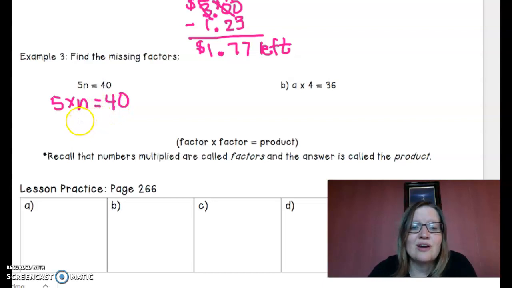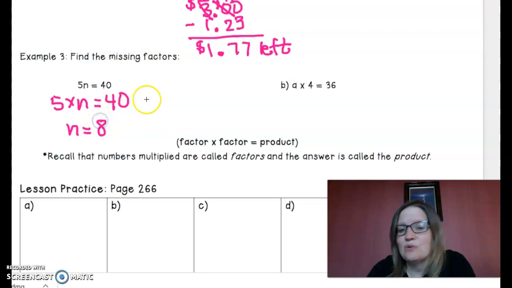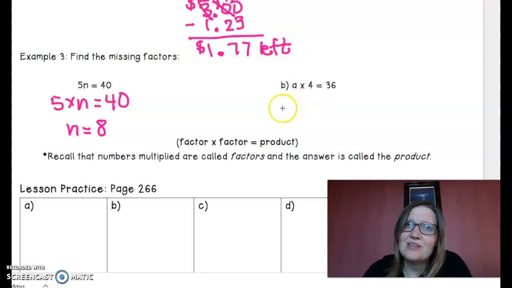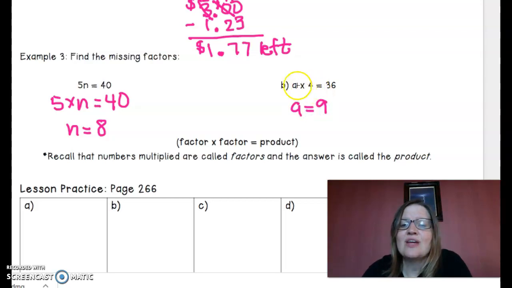Because you guys are hotshot mathletes, you know your multiplication facts, and you know easy peasy, lemon squeezy, that 5 times 8 equals 40. This is why math facts are so awesome to have in your brain. Here is another one. A times 4 equals 36. What times 4 equals 36? I think about this and I say, I know this. A is 9, because I know that 9 times 4 is 36.